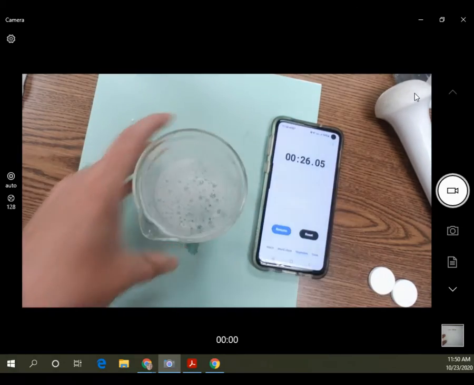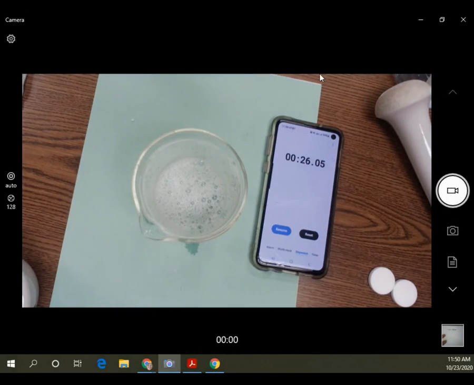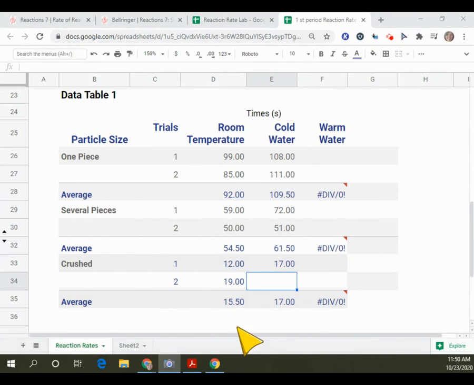I think we're good. Okay, 26 seconds that time. So, look over here. We're going to put 26. Enter, and we got our average there. So, cold water is trailing, taking a lot longer as we go through.